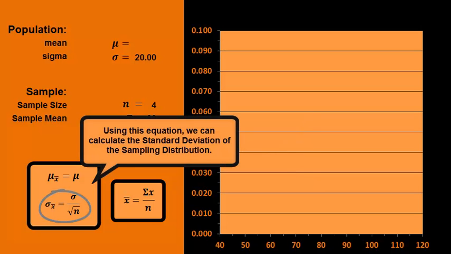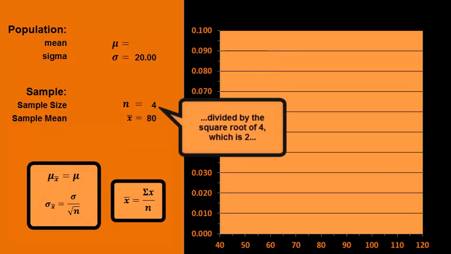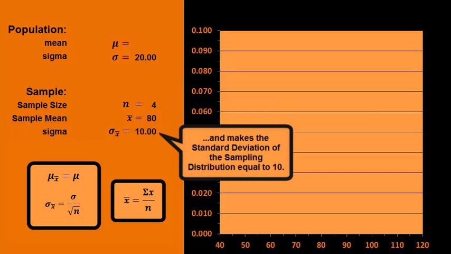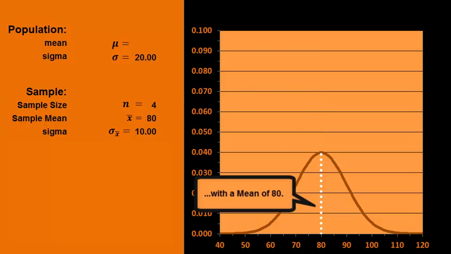Using this equation, we can calculate the standard deviation of the sampling distribution. That would be the population standard deviation of 20 divided by the square root of 4, which is 2, and makes the standard deviation of the sampling distribution equal to 10. So our sampling distribution has this graph, with a mean of 80.